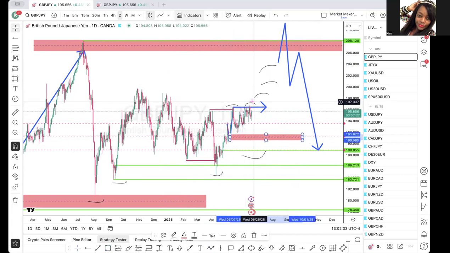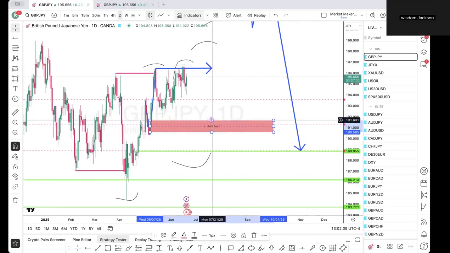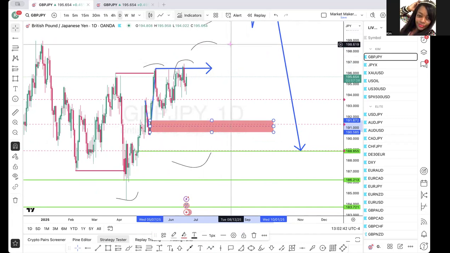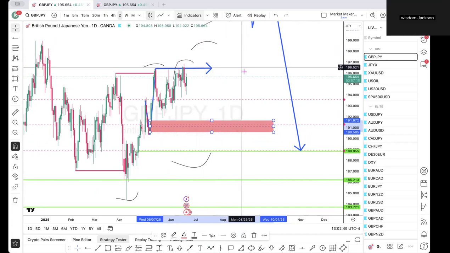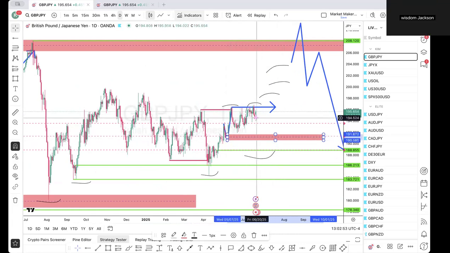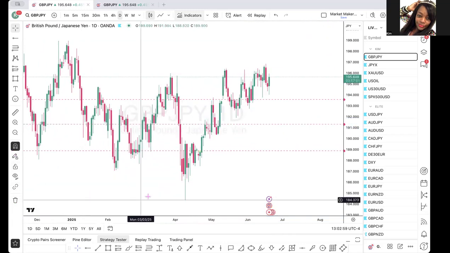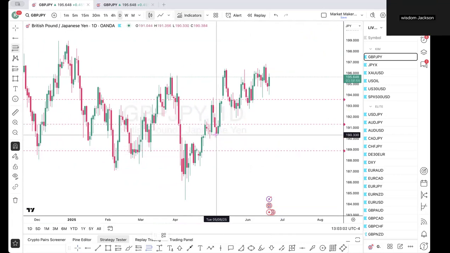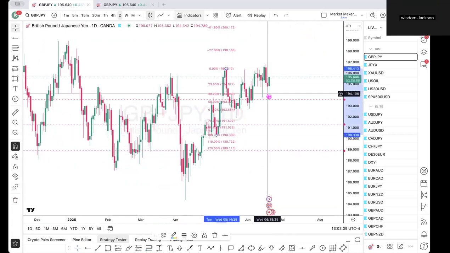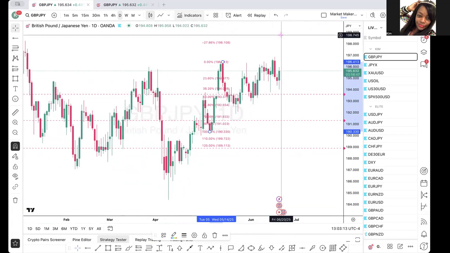I think it already broke that high. I'll be looking for price to pull here and push up higher. If price comes and breaks this low, although I don't think it's going to break the low, and as a matter of fact, because price pulled back to a discounted rate already, this could just keep going higher.